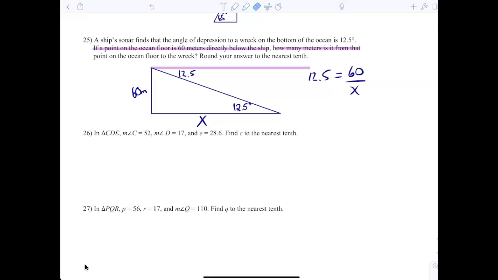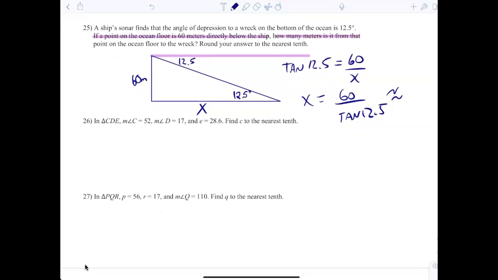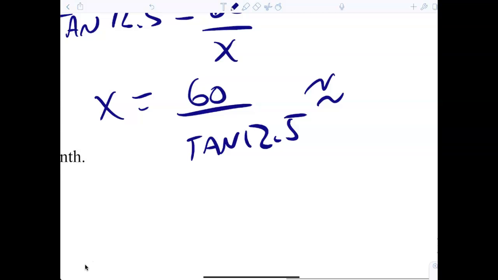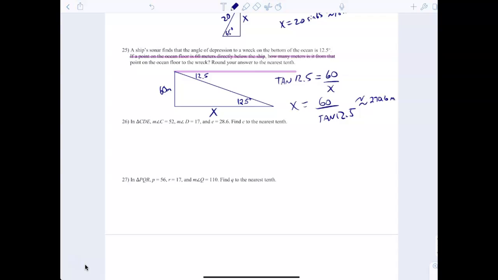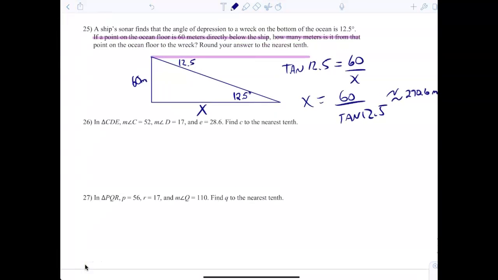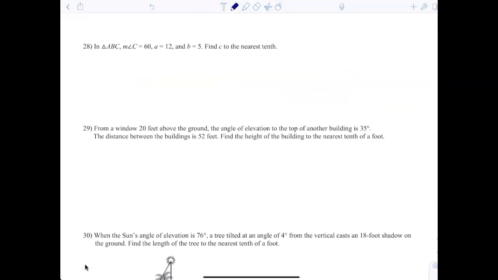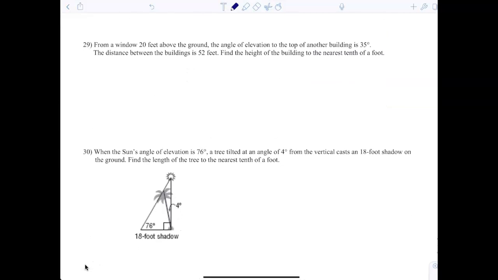All right. So now we would have tangent of 12.5 equals 60 over x. So x is equal to 60 over the tangent of 12.5. And what is that, please? Yeah, about 270.6 meters. Put the units in tomorrow on your test. All right. 26 and 27 are not word problems. That's just drawing the triangles. Am I good with that? All right. I'd rather get to the word problems just to make sure you're good.